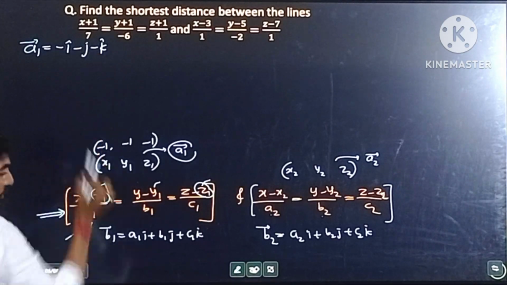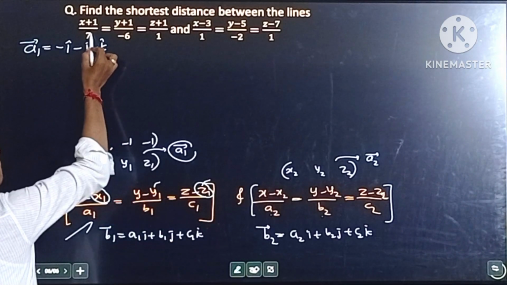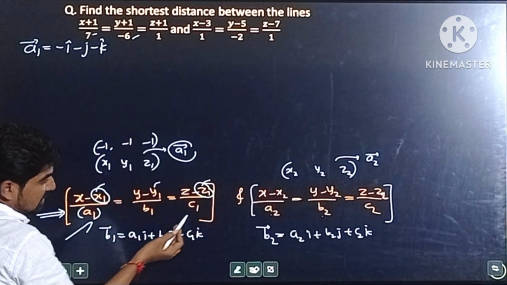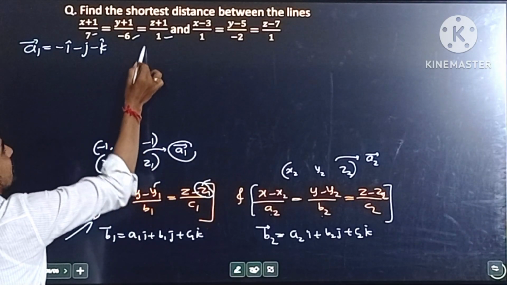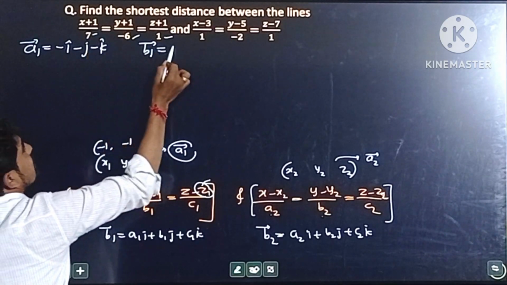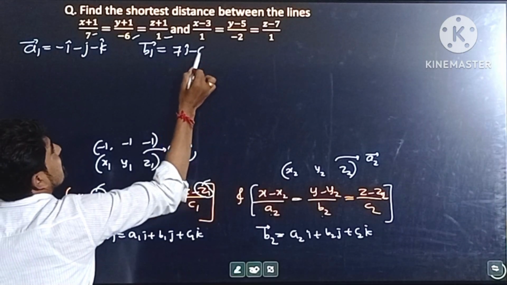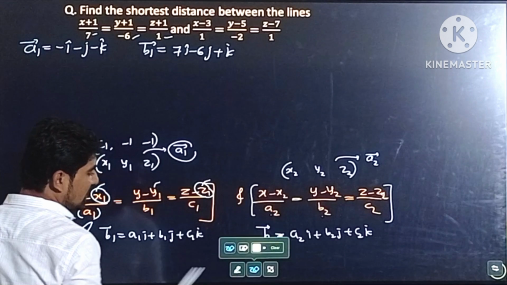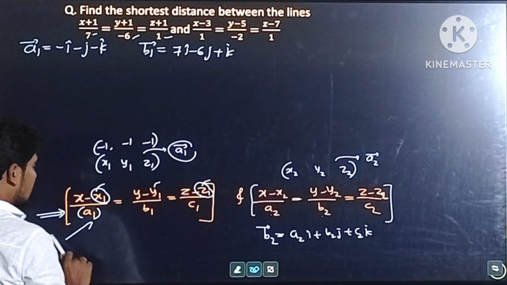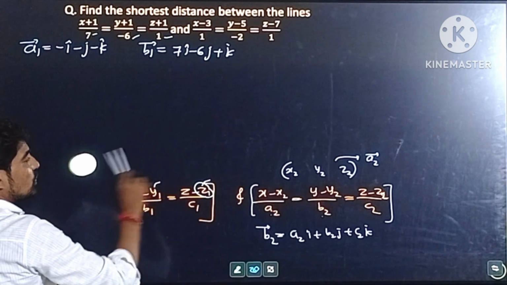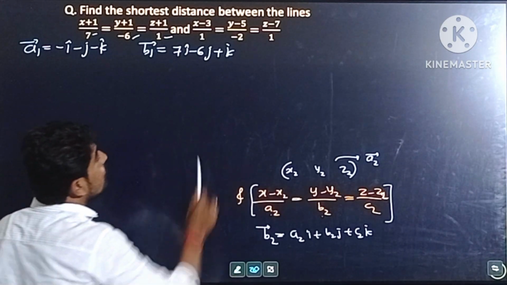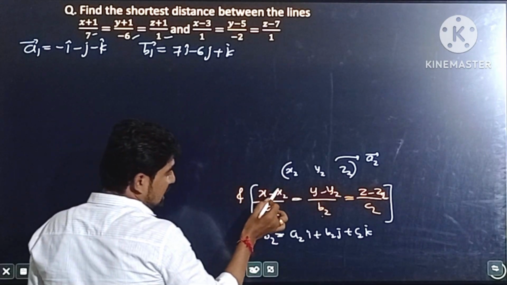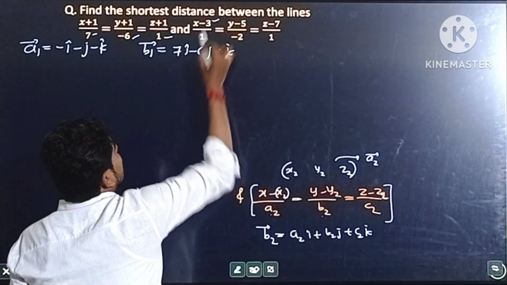equal to a1i plus b1j plus c1k. Here the value of a1 is 7, b1 is minus 6 and c1 is 1. Therefore, b1 vector is equal to 7i minus 6j plus 1k. So we got the a1 vector and b1 vector from the first line. To identify the a2 vector and b2 vector, compare the second line with the standard form of the line. So see here, in place of x2, we have 3.